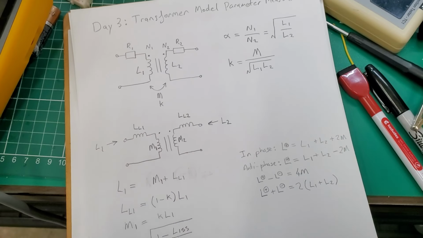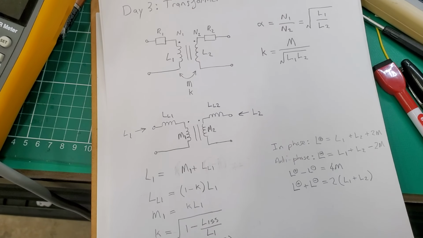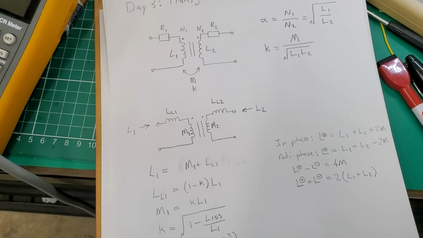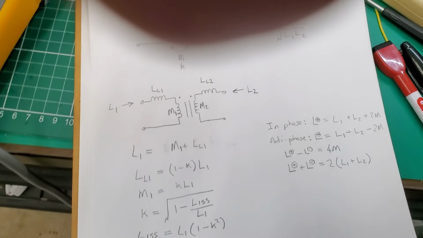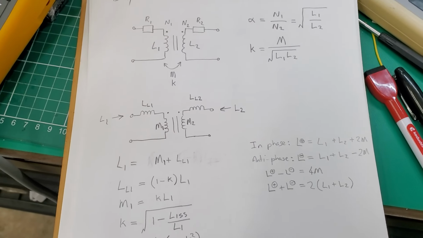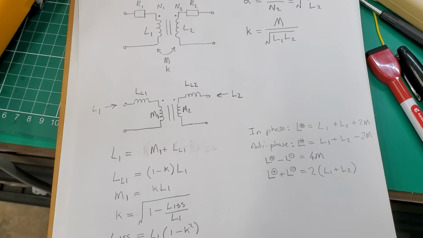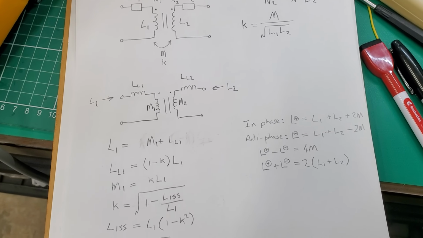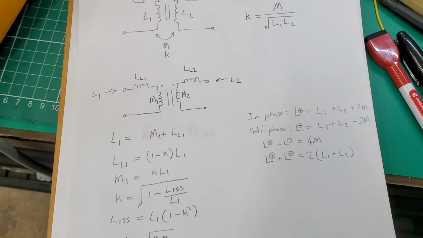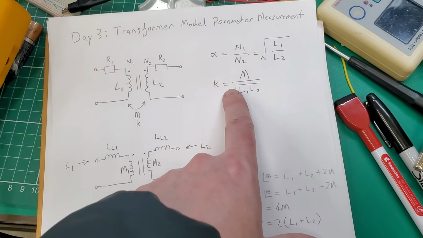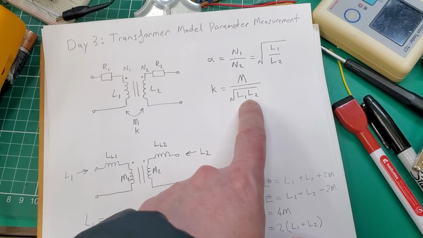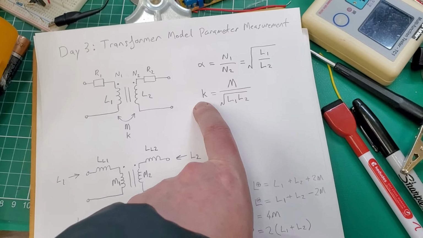Interestingly, if you add them, the mutual inductances will cancel and you get twice the sum of the two self-inductances. That's a useful check, and I don't think too many people use that. They just connect them in phase, connect them anti-phase, subtract those values, divide by 4 and assume that's the mutual inductance. Then the ratio of that mutual inductance to the geometric mean of the two inductances is this coupling coefficient.